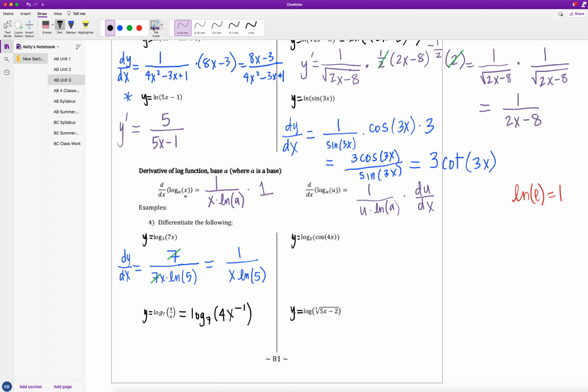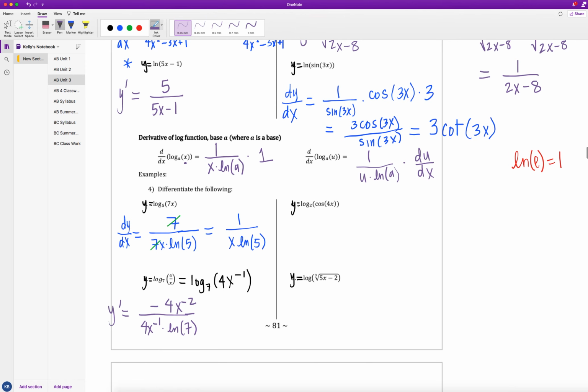So if we're going to take our derivative here, our derivative of log base 7 of something will be 1 over that 4x to the negative first, so that original input, times the natural log of 7, in the denominator, then times the derivative of the inside, and the derivative of 4x to the negative first would be negative 4x to the negative second power. And this could also be simplified down quite a bit. I'm going to scroll down so we have enough space.